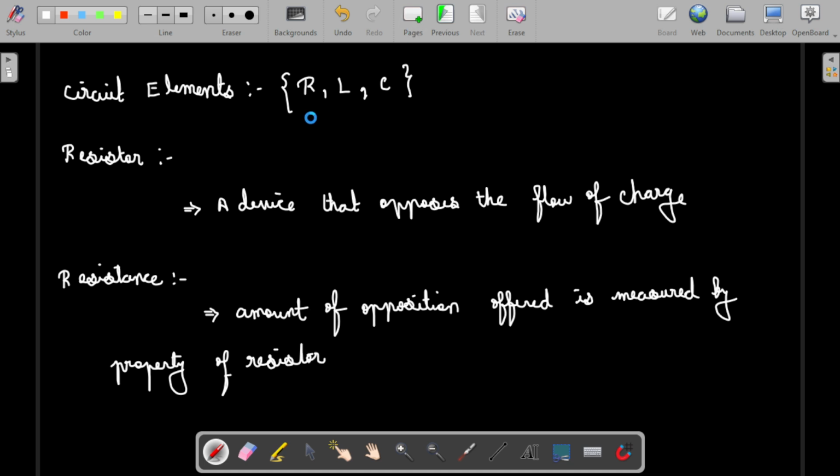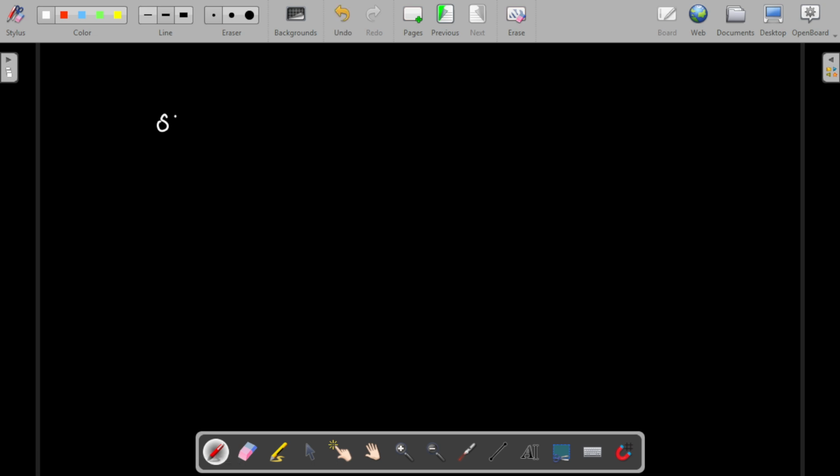So let us take a few examples over resistance. We know the SI unit is the ohm. This is a very commonly known question. The resistance can be related to the resistivity times length divided by area. This is the formula that we can take. So the material has resistivity rho.